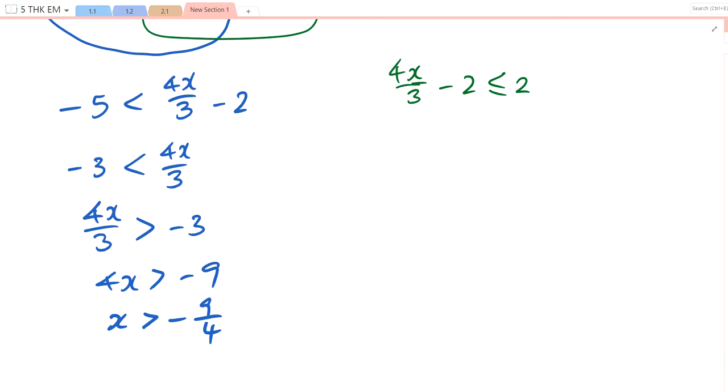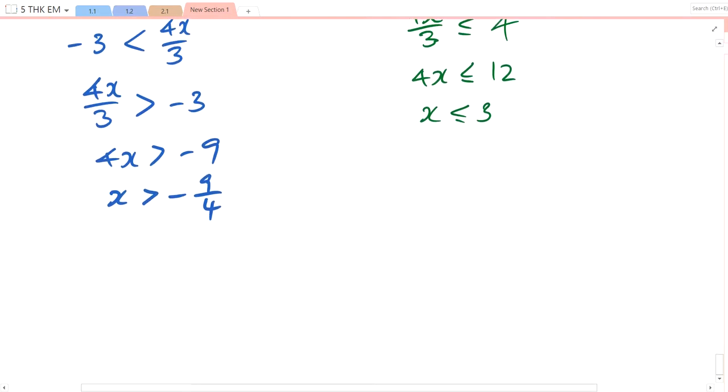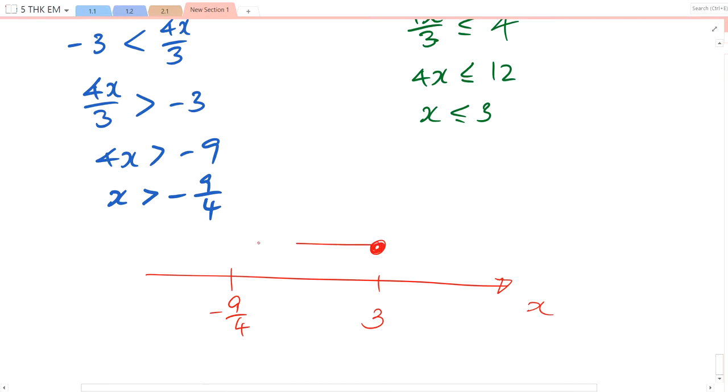On the other side, 4x over 3 less than or equal to 4. 4x less than or equal to 12. X less than or equal to 3. Do you have that? Okay, so number 9. I've got a negative number over here, negative 9 over 4. I've got a positive 3. X is less than or equal to 3. Solid circle to the left. X is greater than negative 9 over 4. Hollow to the right. This is my area of intersection.